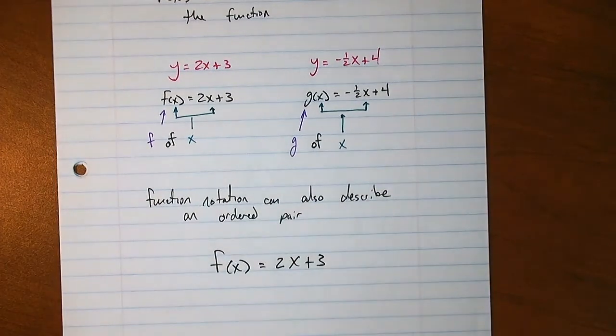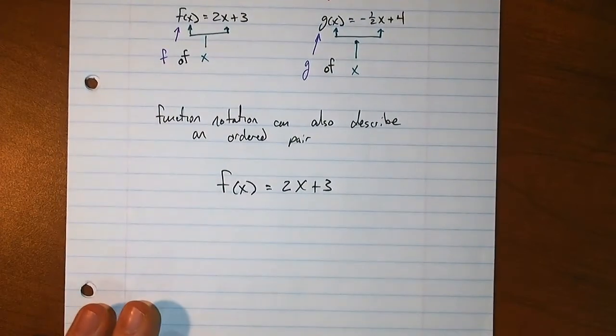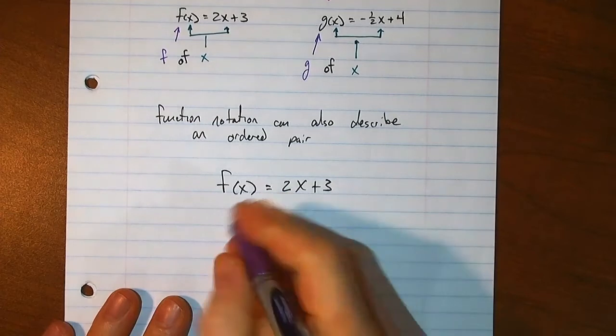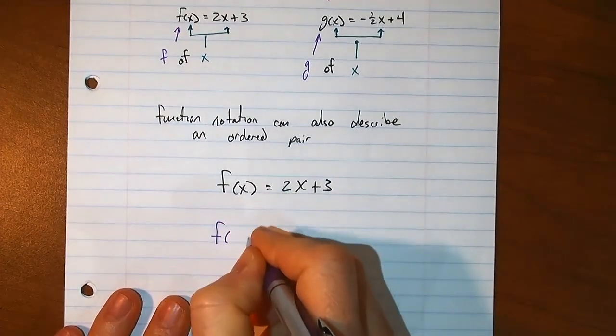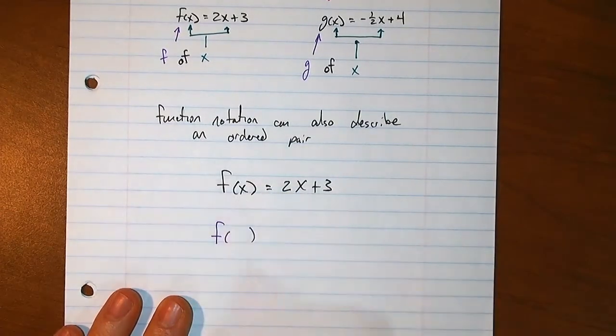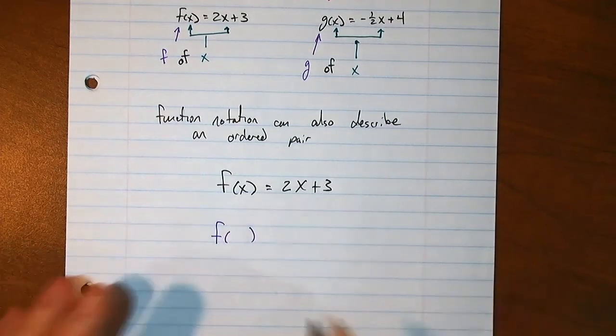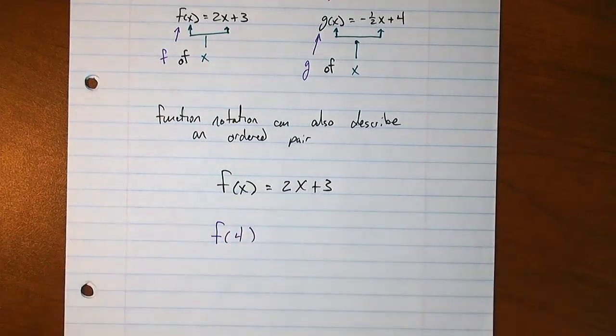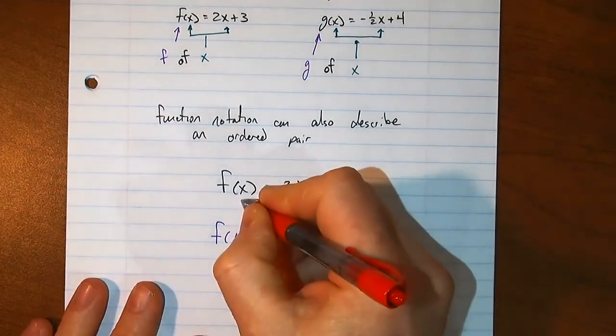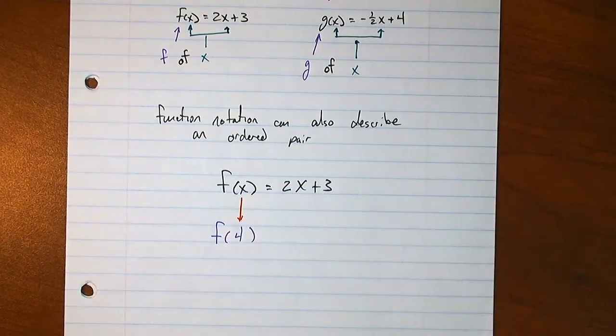Now to see how I can use this to describe an ordered pair, I'm going to have to do a little bit of work. I'm going to have to show you a little bit of stuff as we go. The first thing I'm going to have to do is explain what it means if somebody were to come along and, instead of writing f of x, write something like f of 4. Suddenly they've changed the last name from an x into a 4. So what does that mean, or how do I handle that?